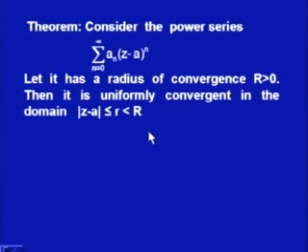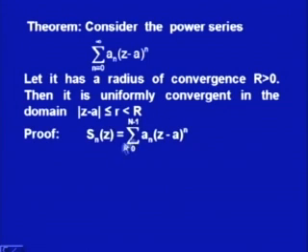Now, to prove this, let us consider the partial sum S n z as the sum of a n z minus a raised to power n. It is a sum of n terms, so it is from 0 to n minus 1. So, this is the partial sum.